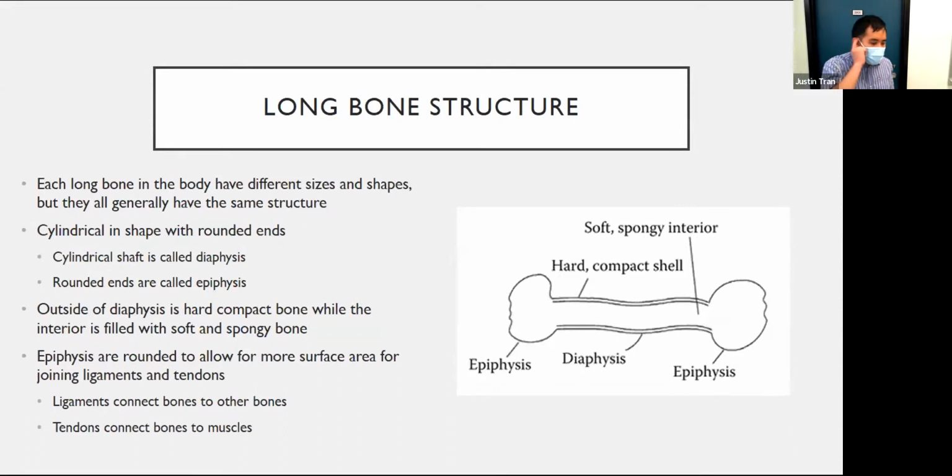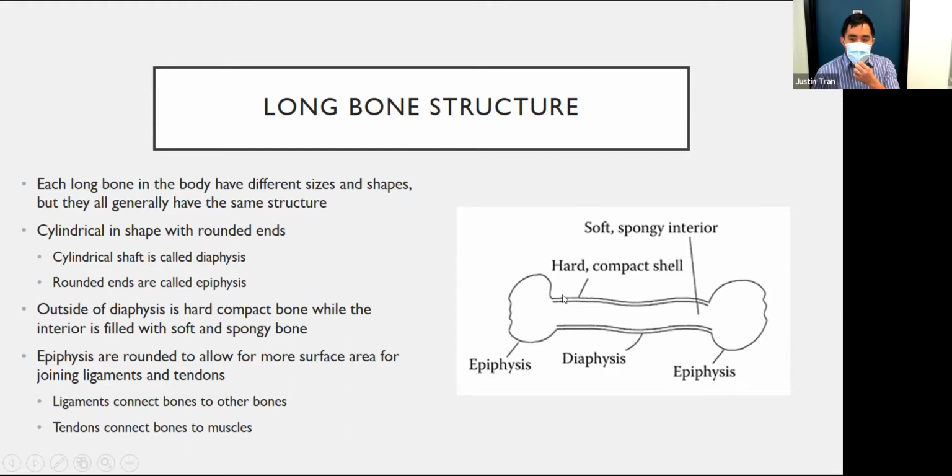Okay, so let's talk briefly about the structure of your long bones. Even though every bone in your body has a different size and shape, a lot of the long bones have generally the same structure. They are generally cylindrical in shape, and they have somewhat rounded ends. The cylindrical shaft is often called the diaphysis, and the rounded ends are called the epiphysis.